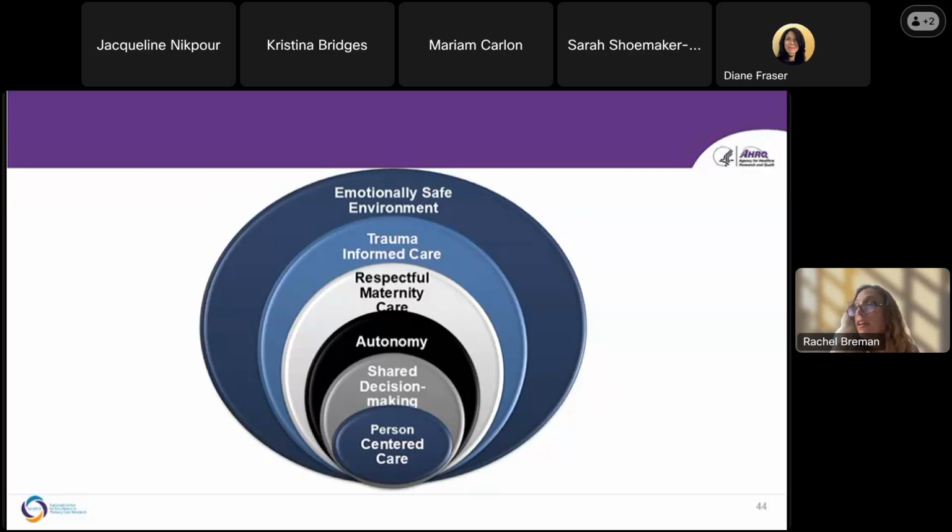And that is also linked directly with respectful maternity care. And AHRQ has done a systematic review of measures in respectful maternity care.